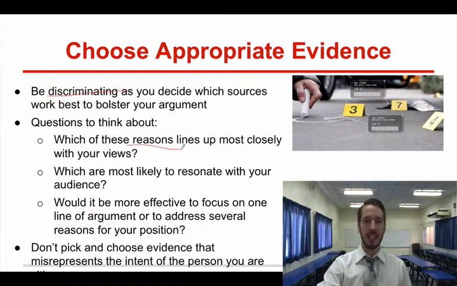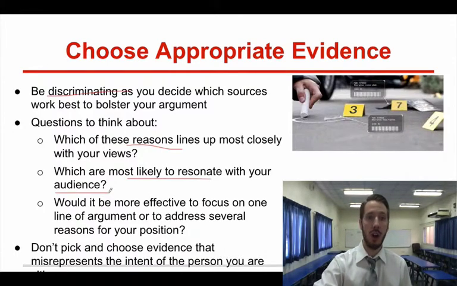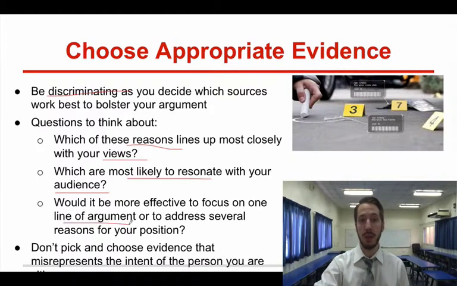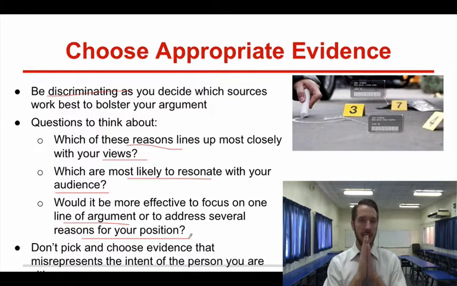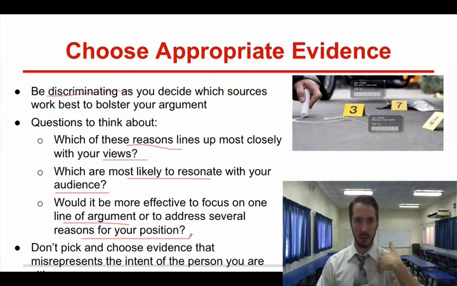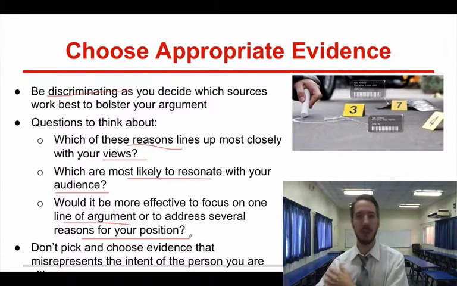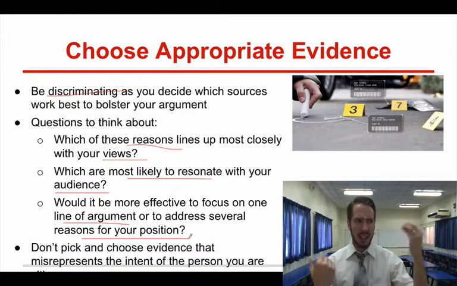Which of the reasons you're going to create lines up most closely with your views? What is most likely to resonate with your audience? Would it be more effective to focus on one line of argument or to address several reasons in your position? So when you're thinking about evidence, here's my claim, here are my reasons. What reasons line up with my own particular views? That'll help you identify the bias you have, so you make sure you're not trying to find biased evidence. What's going to resonate with your audience?